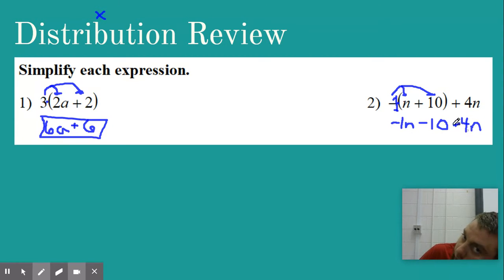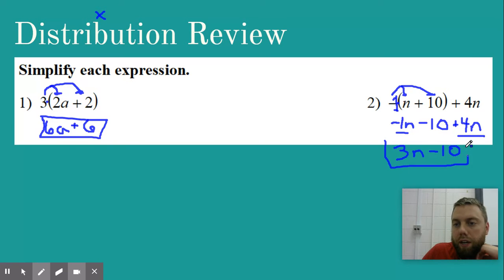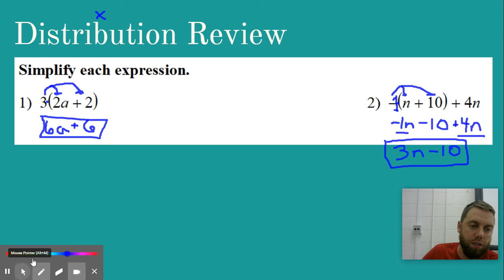Now, we know if we're trying to simplify, we've already distributed, then we can add like terms, combine like terms. Negative 1n plus 4n is 3n minus 10, okay? And it's fully simplified. There's no more like terms in either of these, so it cannot be added any further. That's as simple as it gets.